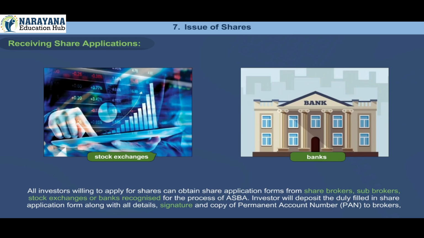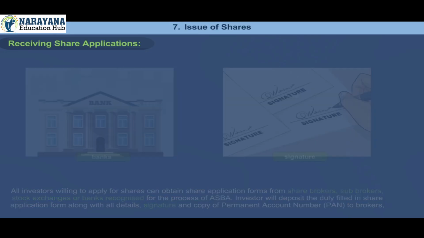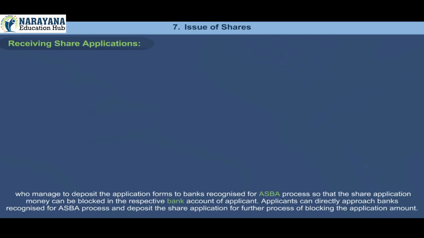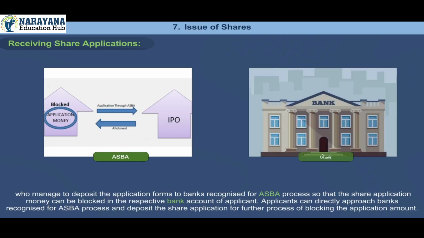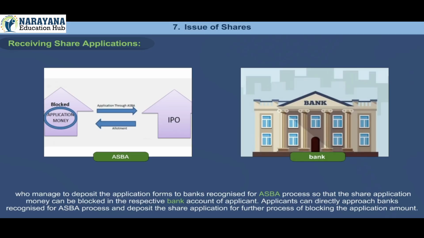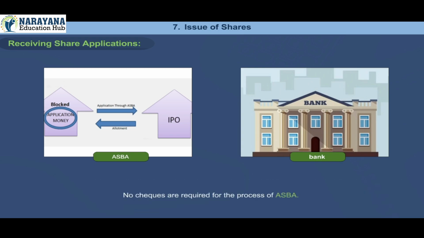Investors will deposit the duly filled in share application form along with all details, signature and copy of permanent account number, that is PAN, to brokers who deposit the application forms to banks recognized for the ASBA process so that the share application money can be blocked in the respective bank account of the applicant. Applicants can directly approach banks recognized for the ASBA process and deposit the share application for further process of blocking the application amount. No cheques are required for the process of ASBA.